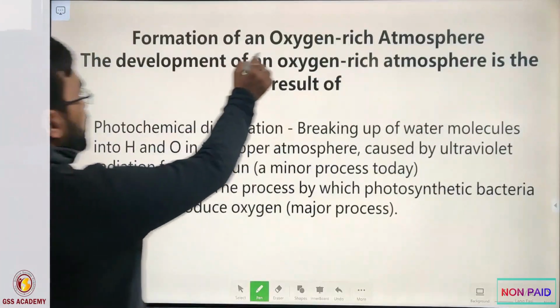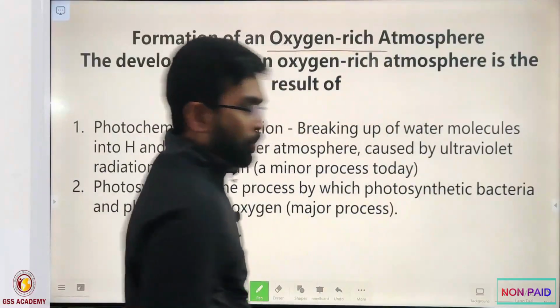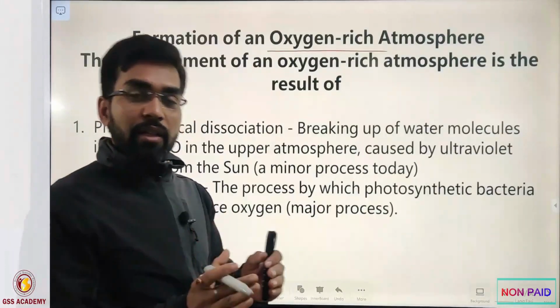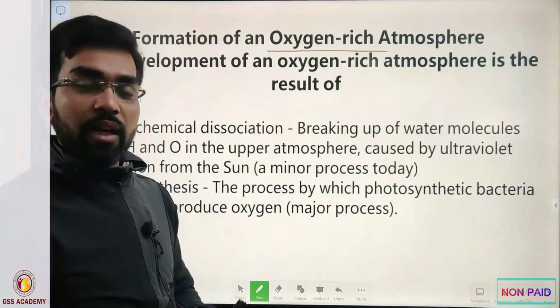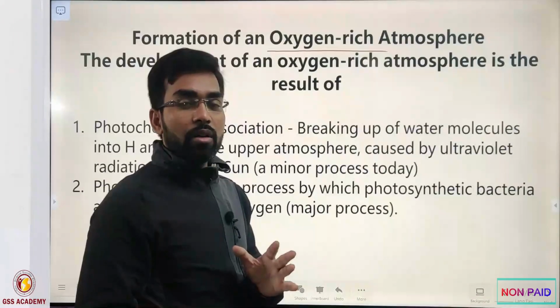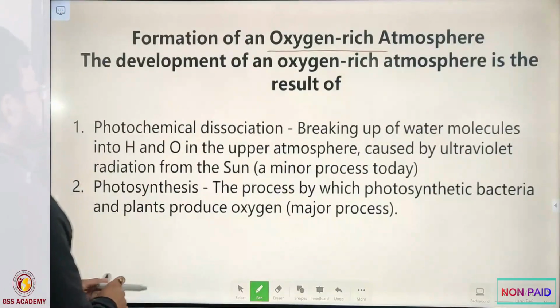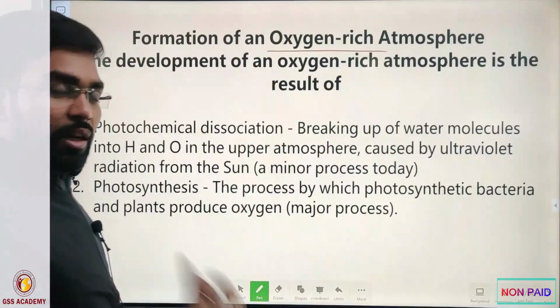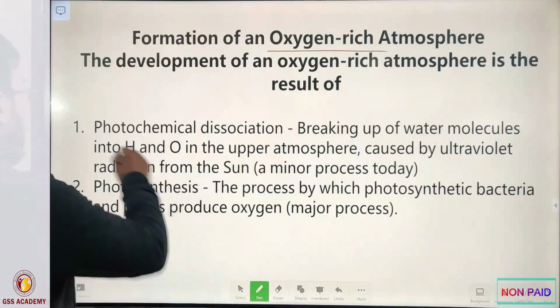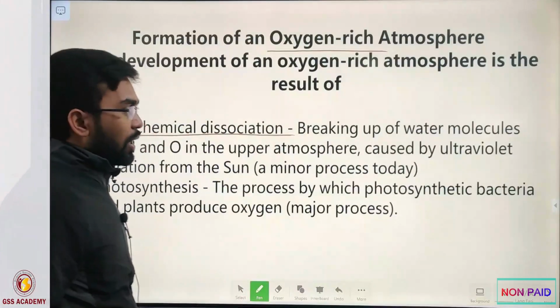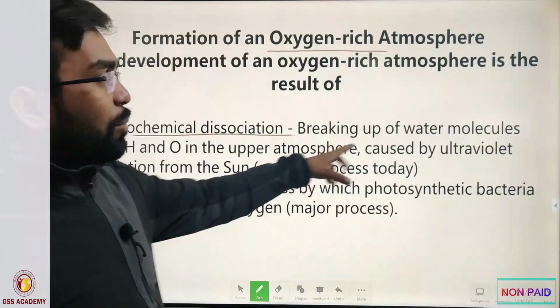Now, formation of an oxygen rich atmosphere. In the previous slide you saw the evidences that clearly indicate the unavailability of oxygen in the atmosphere at that time. Now look at how oxygen came into existence. The first one is photochemical dissociation, the breaking up of water molecules.